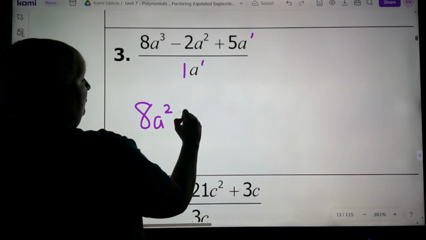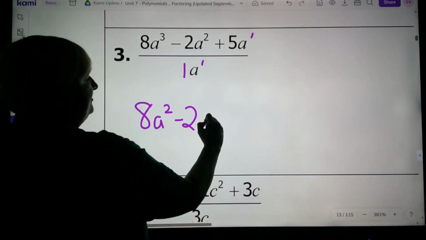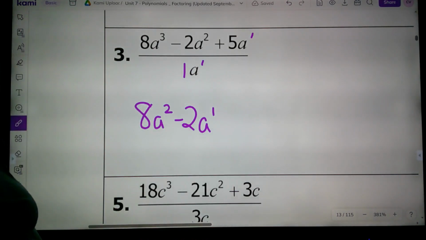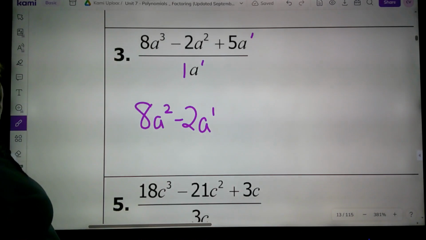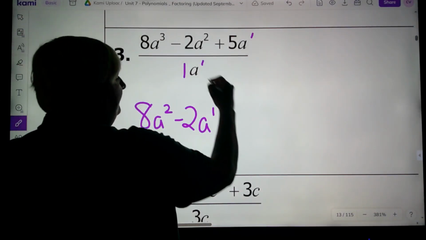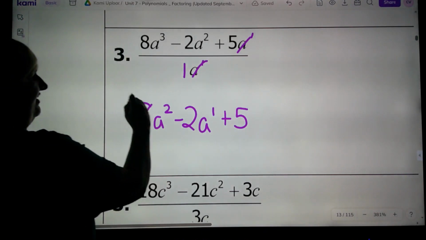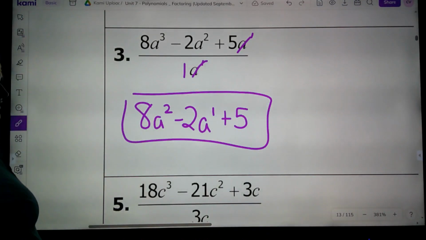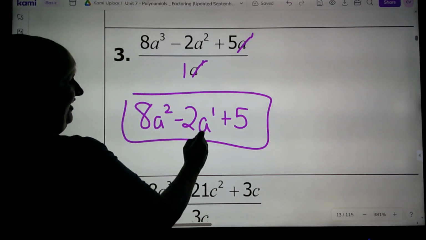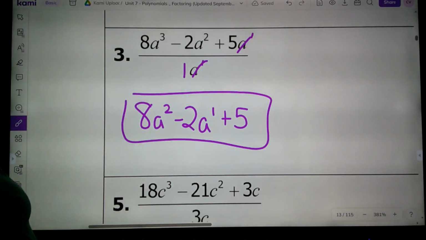Negative 2 divided by 1. a to the second divided by a to the first. Do I need to put that 1? No. But it helps me keep things in order. 5 divided by 1. a divided by a. That's it. I can't simplify it any further, because a squared, a to the first, and no variable are not like terms. Nope.